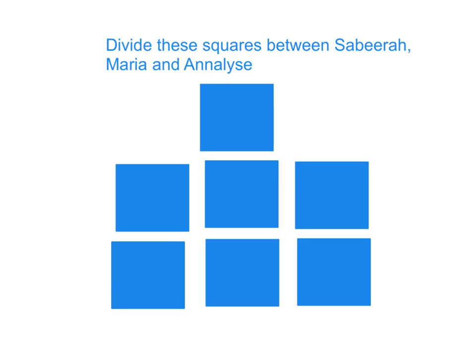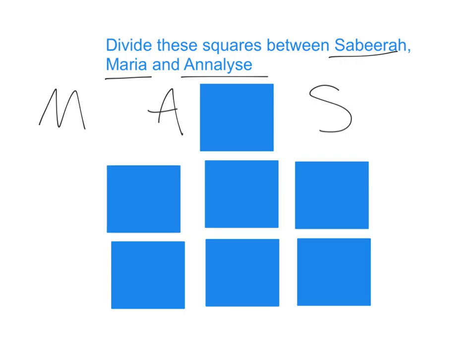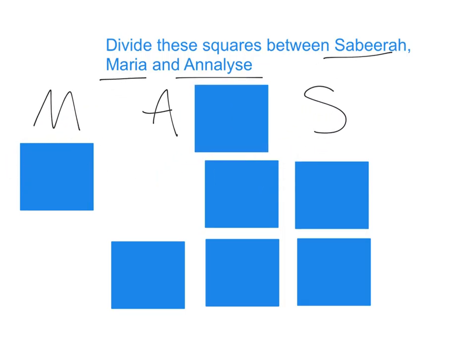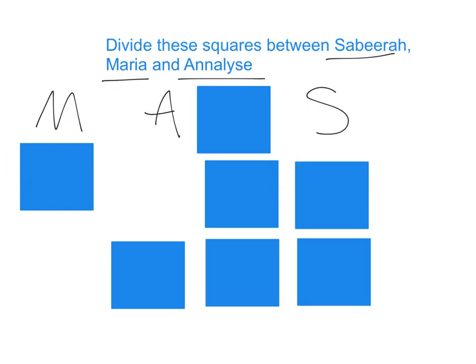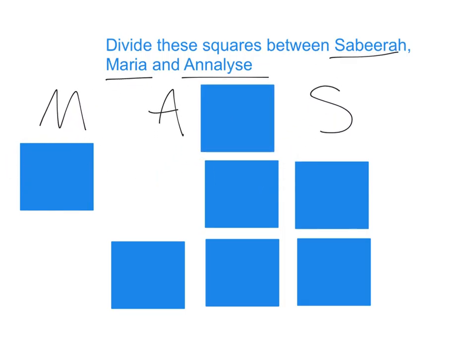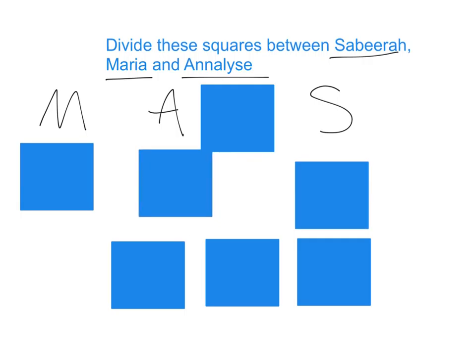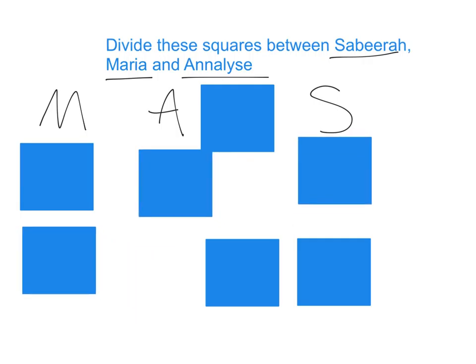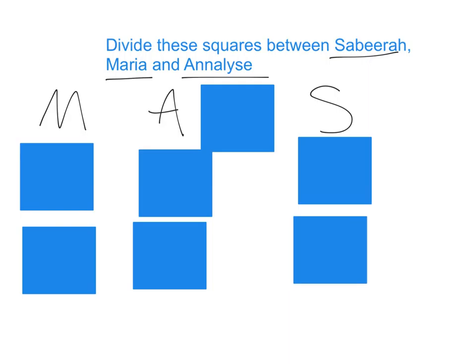Let's try one. Okay, divide these shapes between Sabira, Maria, and Annalise. Alright, let's make 3 columns. Maria, Annalise, and Sabira. Okay, can we share any of these as whole shapes before we start dividing? Yes, we can. 1 for Maria, 1 for... Oops, sorry, that's my fault. Oh, I can't move that one. Sorry, let's try that again. 1 for Annalise, 1 for Sabira. 1 for Maria, 1 for Annalise, and 1 for Sabira.